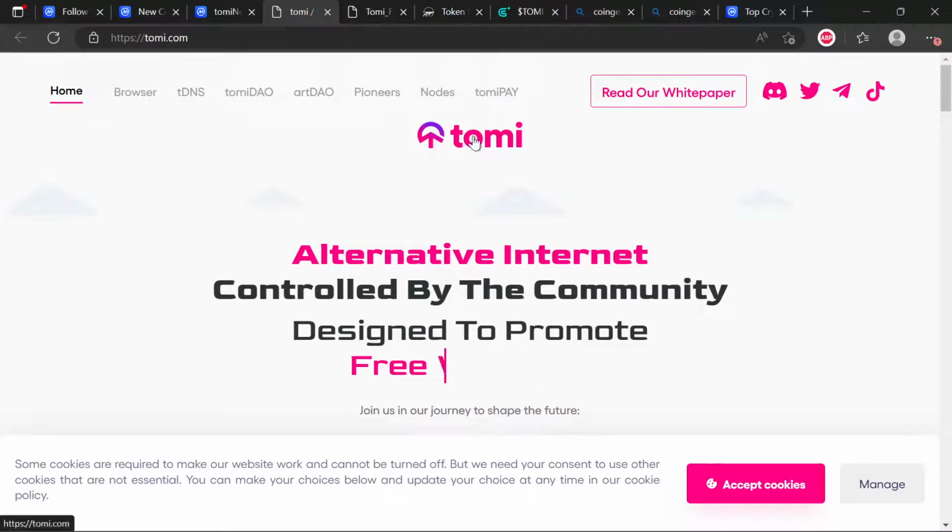And today we're taking a look at TOMI, a brand new project that has just dropped on CoinMarketCap. Is it a scam or is it legit? That's the question that we are trying to answer, right? So first of all, we just go onto their website.